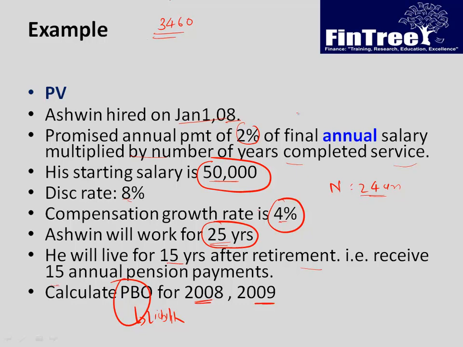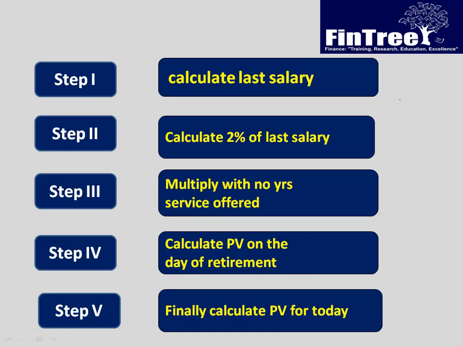So, first thing that we do is we calculate the final salary. Second, clear TVM. 50,000 is the present value. 24 is the N, 4 is the IY, compute future value. So how much is the last salary? 128,165. Once you have this last salary, calculate 2% of that. How much? 2563.